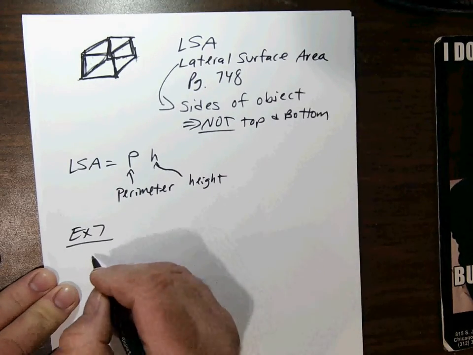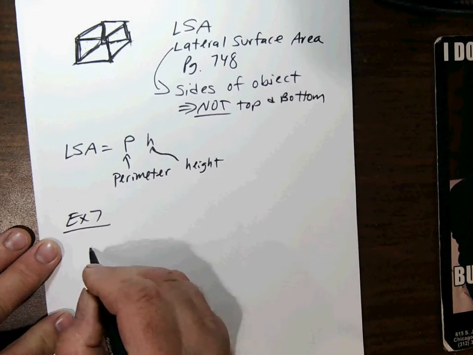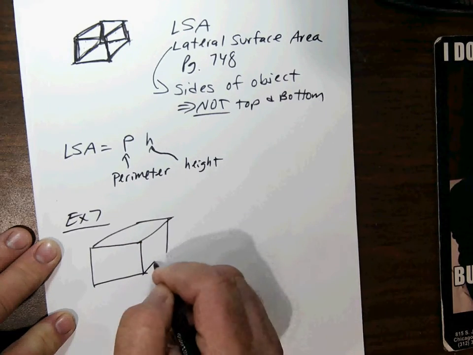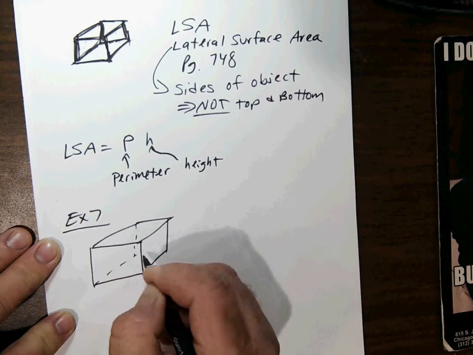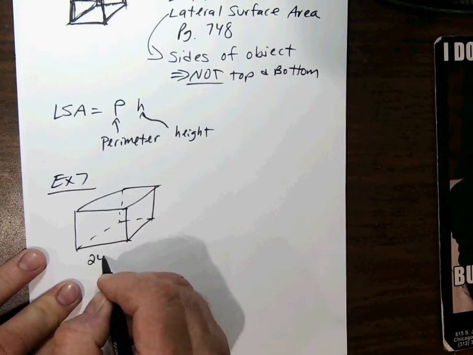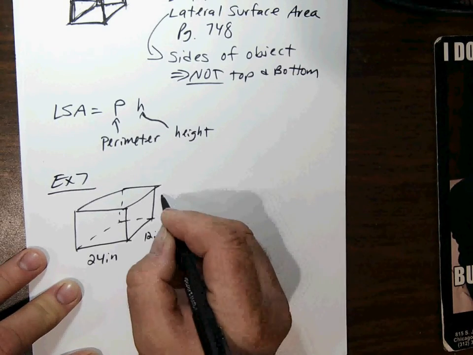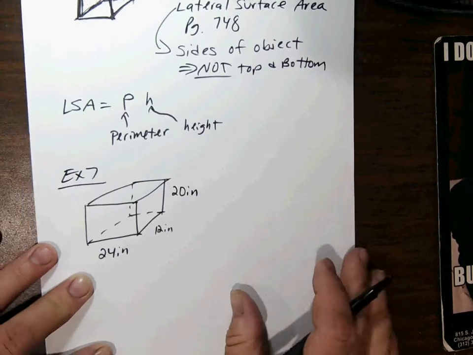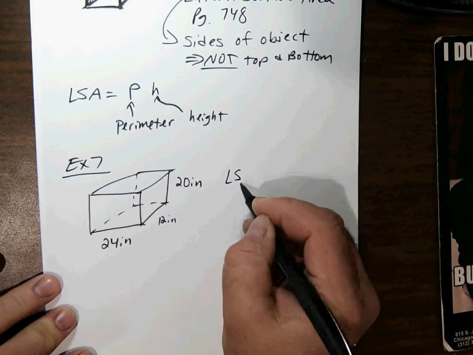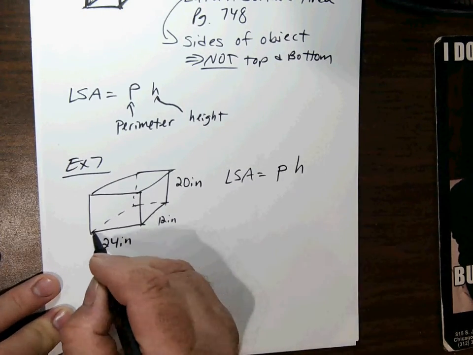We've got a box, basically like the box I drew there, but let me draw another one here. We just want the lateral surface area, not the top and the bottom, just the 4 sides. What do we know here? 24 inches by 12 inches by 20 inches. Find the lateral surface area. Well, it's going to be the perimeter times the height. So what's the perimeter? The perimeter of the base.